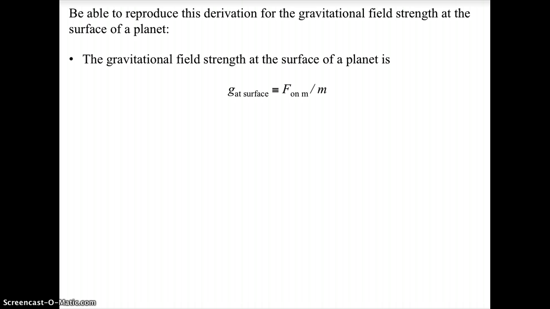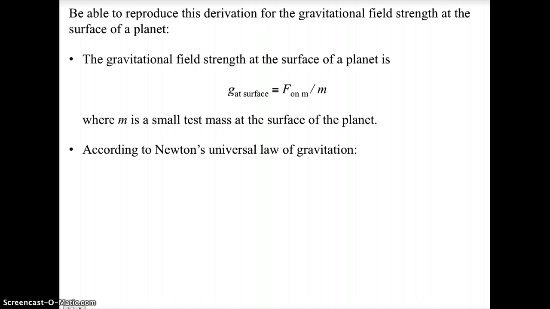Now, one of the things we must be able to do is derive an equation for the gravitational field strength at the surface of a planet. So here is that derivation. Be able to reproduce it as shown. We know that the g field strength at the surface of a planet is defined as the force on a small test mass at the surface divided by the test mass. So here m is a small test mass at the surface.